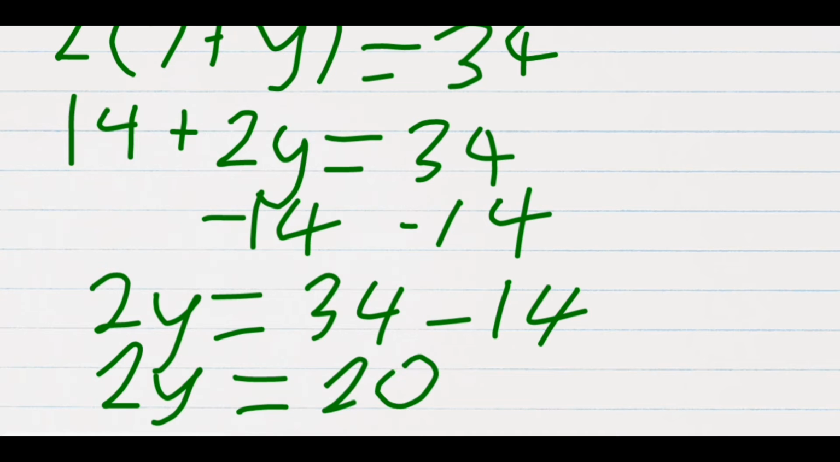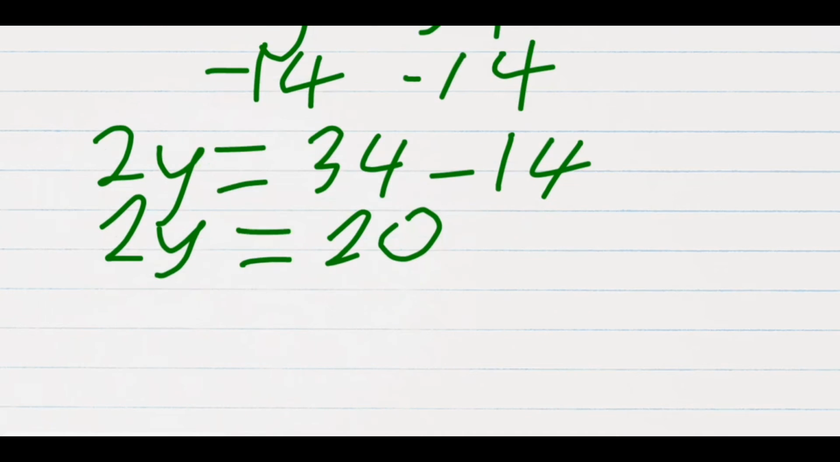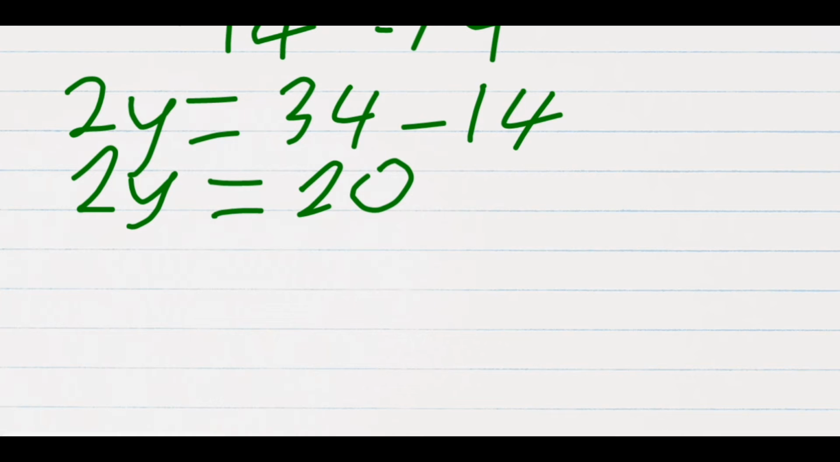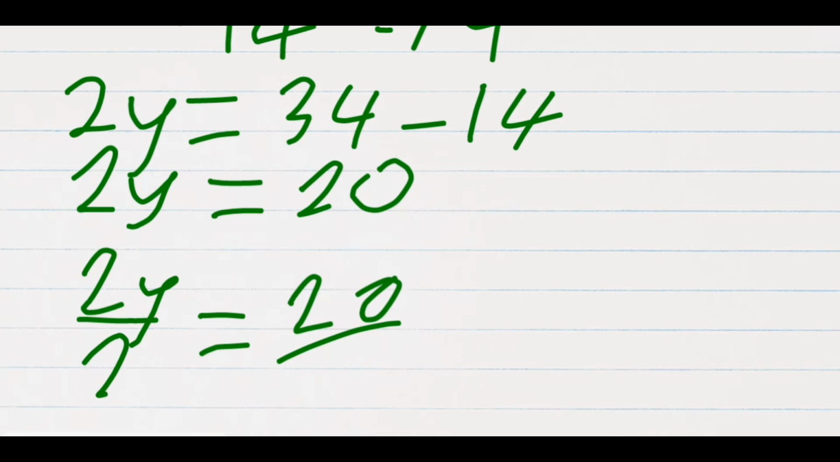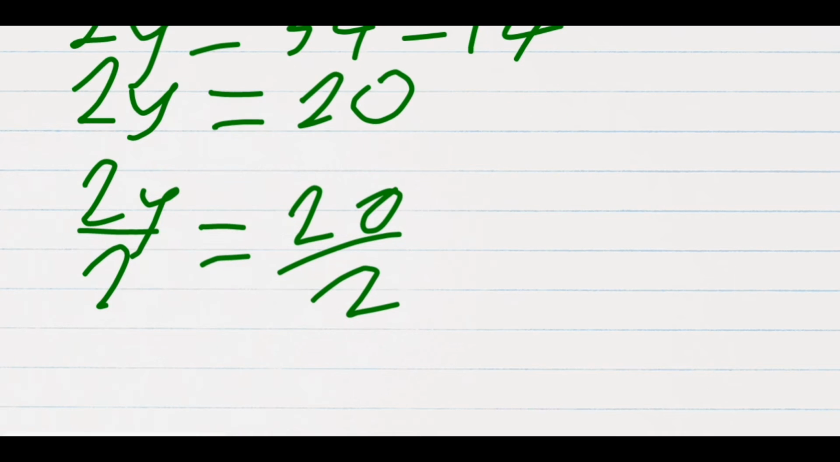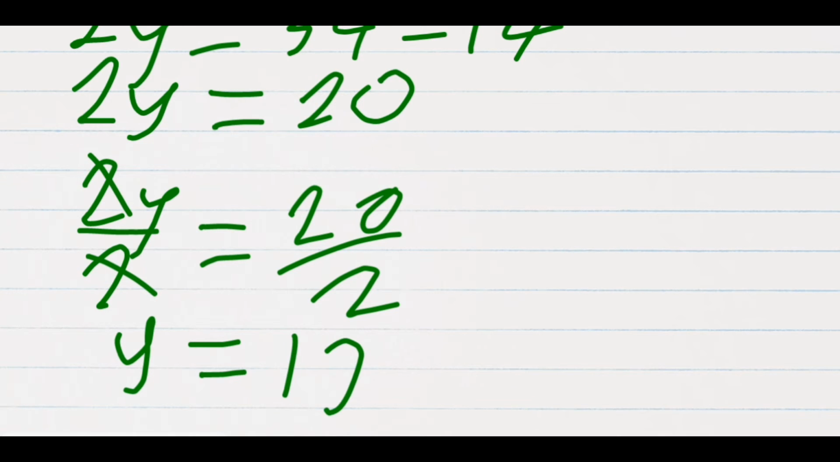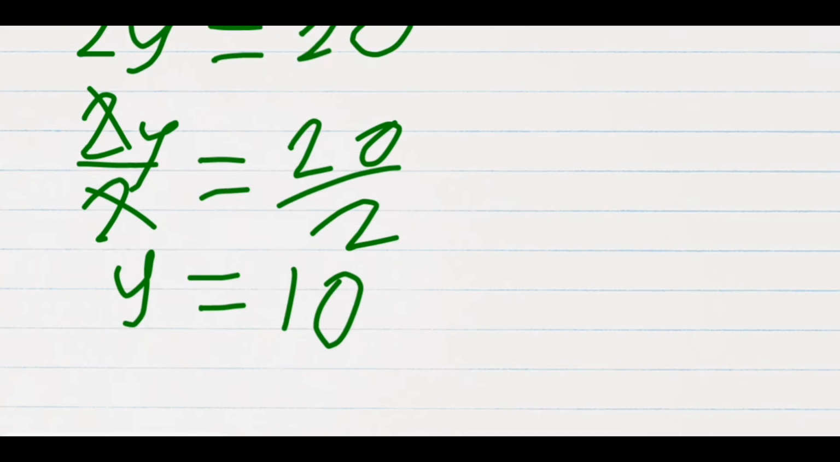Now next we are going to divide both sides by 2. 2y divided by 2 is equal to 20 divided by 2. 2 will cancel out 2, you'll be left with y. So y is equal to 10. 20 divided by 2 is 10. So this is your answer. Now don't forget, we'll have to conclude at the end. So the number is 10.